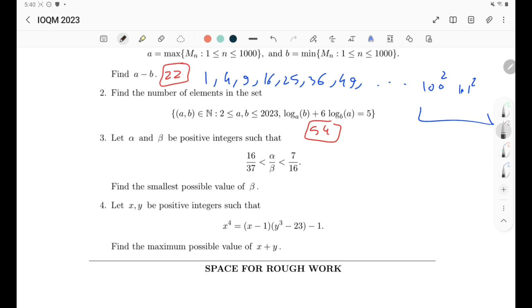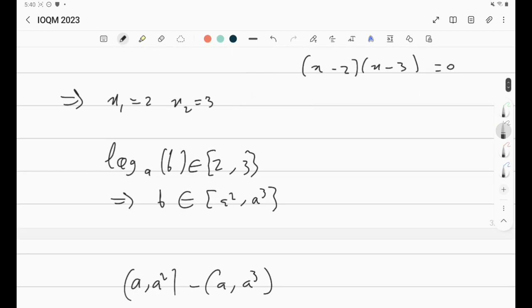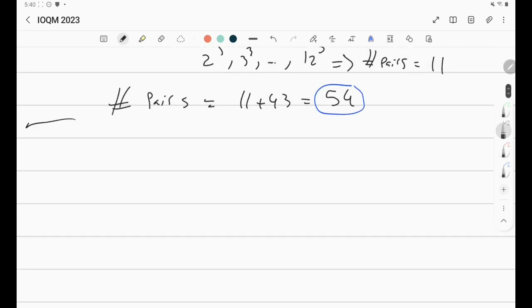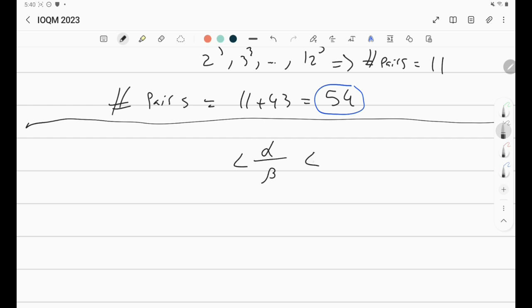We are given two positive integers alpha and beta. We have this weird inequality, and we need to find the smallest possible value of beta. Alright. So we know that alpha over beta is between 16 over 37 and 7 over 16. And we're interested in beta. As you can see, here beta is in the denominator. So if you want to find a condition for beta, then we should put it in the numerator.